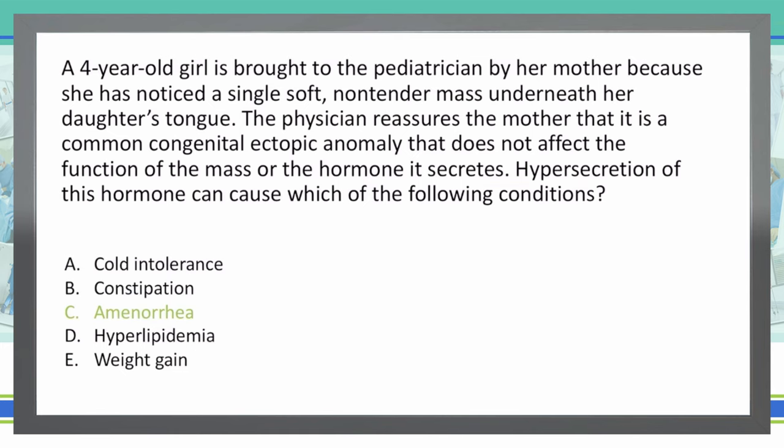But in this situation, as it's asking what is the original origin of that thyroglossal duct, what could it be associated with? You've got to be able to parse those together. So thyroid hormone, if there's a potential elevation of the thyroid hormone out there, then amenorrhea is going to be our only option choice here that was given to us.